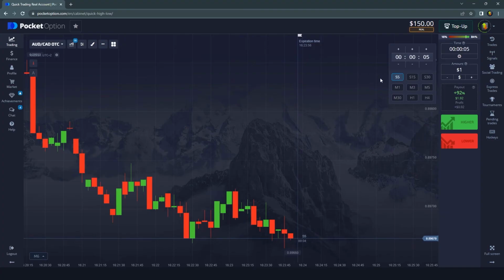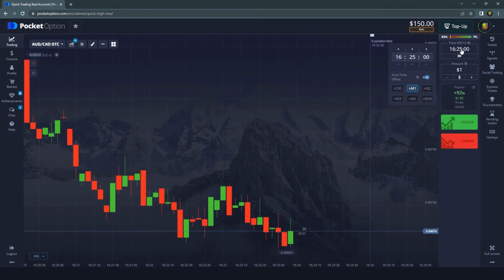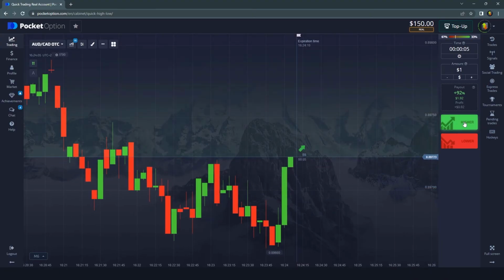Set the trade duration to S5. If S5 is not available, switch expiration mode. Make sure you see the clock icon instead of the flag. Set trading amount to $1. Place the trade.